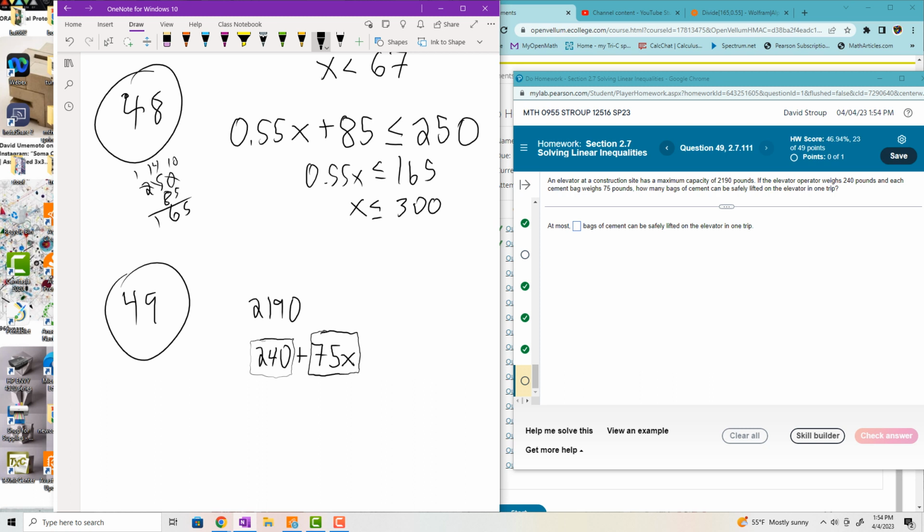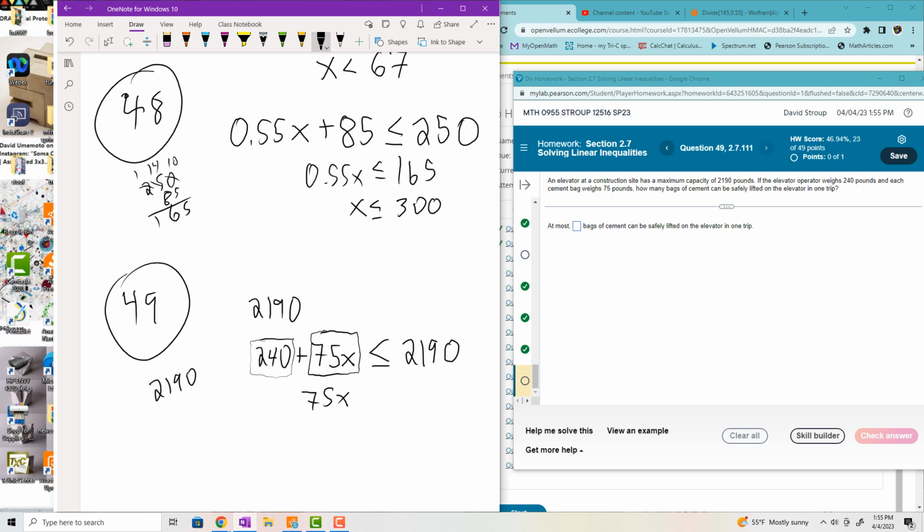So if you have 1 bag of cement, it'll weigh 75 pounds. 2 bags of cement, you just multiply it by 2, so it's 150, etc. And we need this to be less than or equal to 2190. Preferably a lot less than 2190, but I don't know how those construction guys are. They live for excitement or something. I don't know. They probably have to be very, very careful.